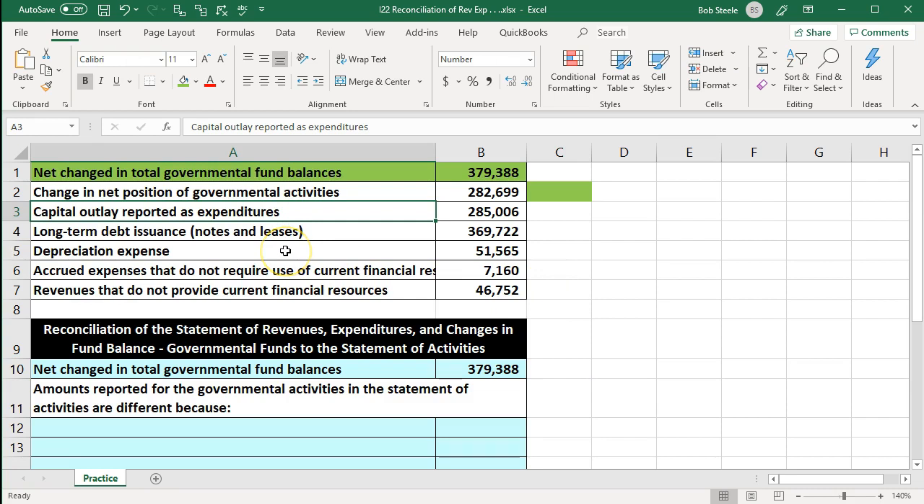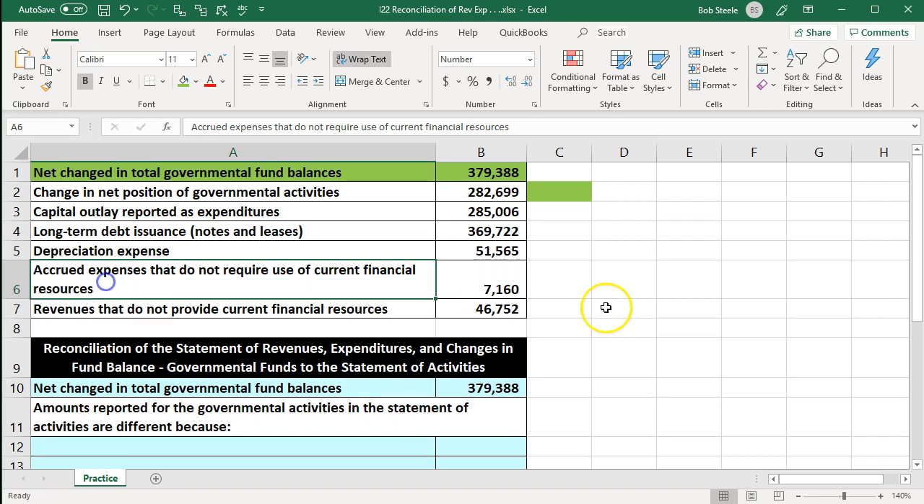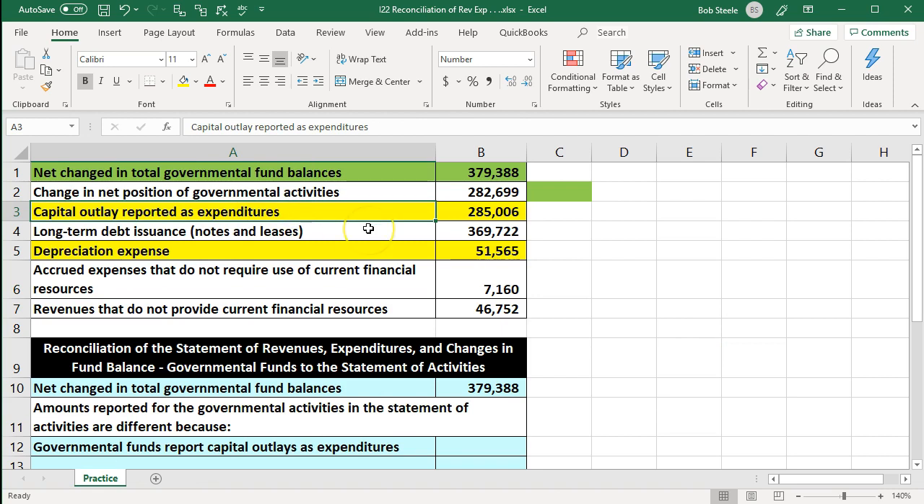Then we have the capital outlay reported as expenditures. We have the long-term debt issuance, notes and leases. We have the depreciation expense. And then we have the accrued expenses that do not require use of current financial resources. And we have the revenues that do not provide current financial resources. First, we'll take a look at these items, the capital outlay reported as expenditures and the depreciation expense.